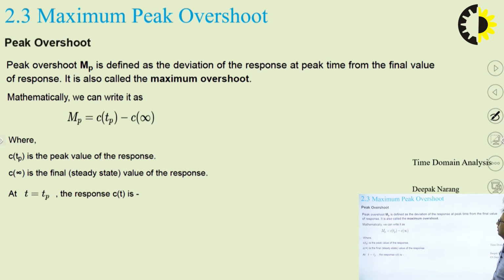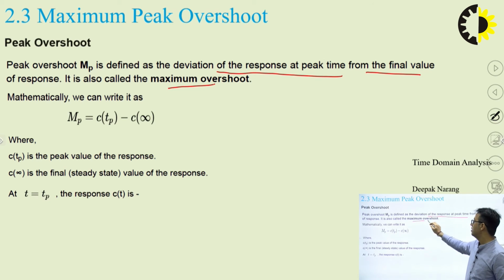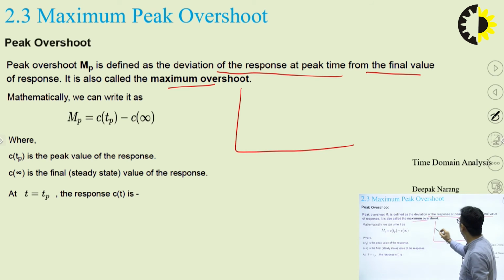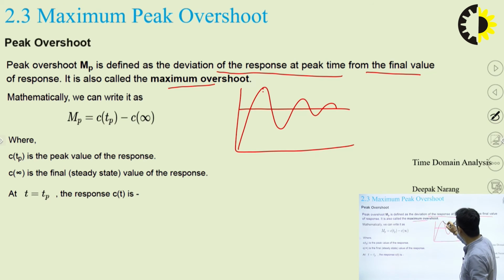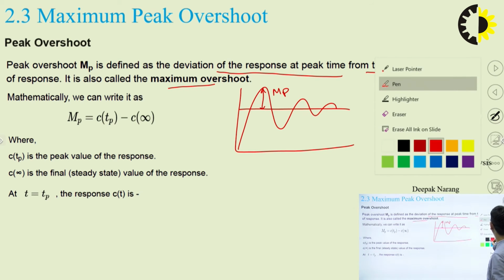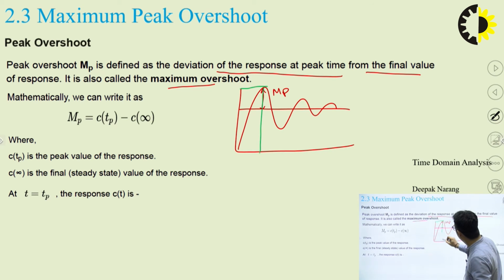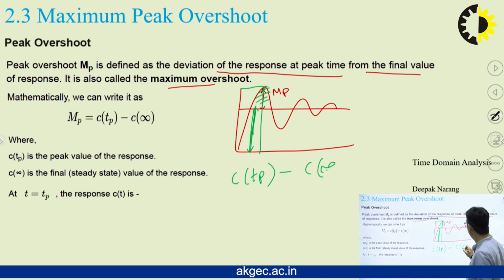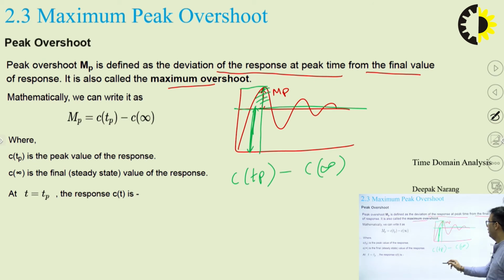Next is maximum peak overshoot. It defines the deviation of the response at peak time from the final value of the response, and this is the maximum overshoot. If this is the time response, this value shows the maximum overshoot. Let us see how it can be derived. If we know this complete magnitude and we subtract this magnitude from this, we are left with this magnitude. This complete value is the time response at peak time, and this value is nothing but the steady state output, which is this straight line.